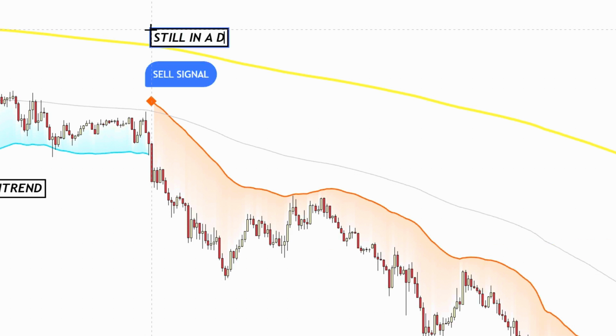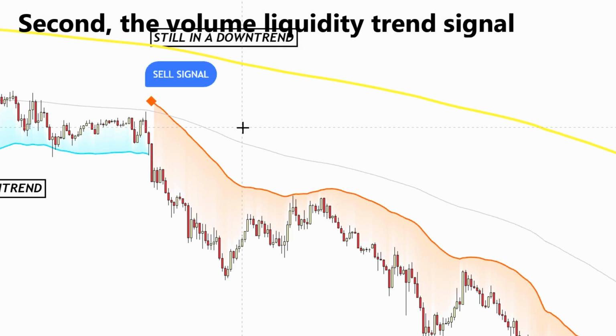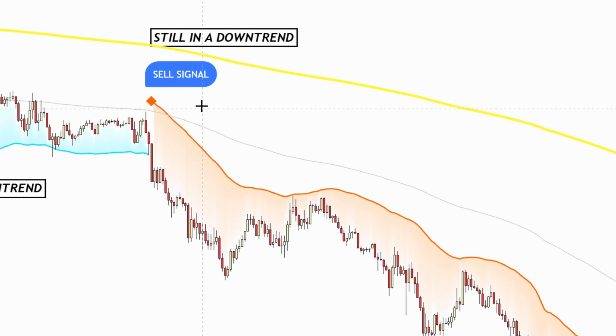From there, you're watching for a pullback. That little reset where price cools off inside the trend instead of just running straight through, because that's usually where the next entry signal is going to come from. Then the volume liquidity trend flips and gives you that diamond, and only if that flip agrees with your EMA trend direction, that's your actual entry trigger. That's the moment you're acting on.